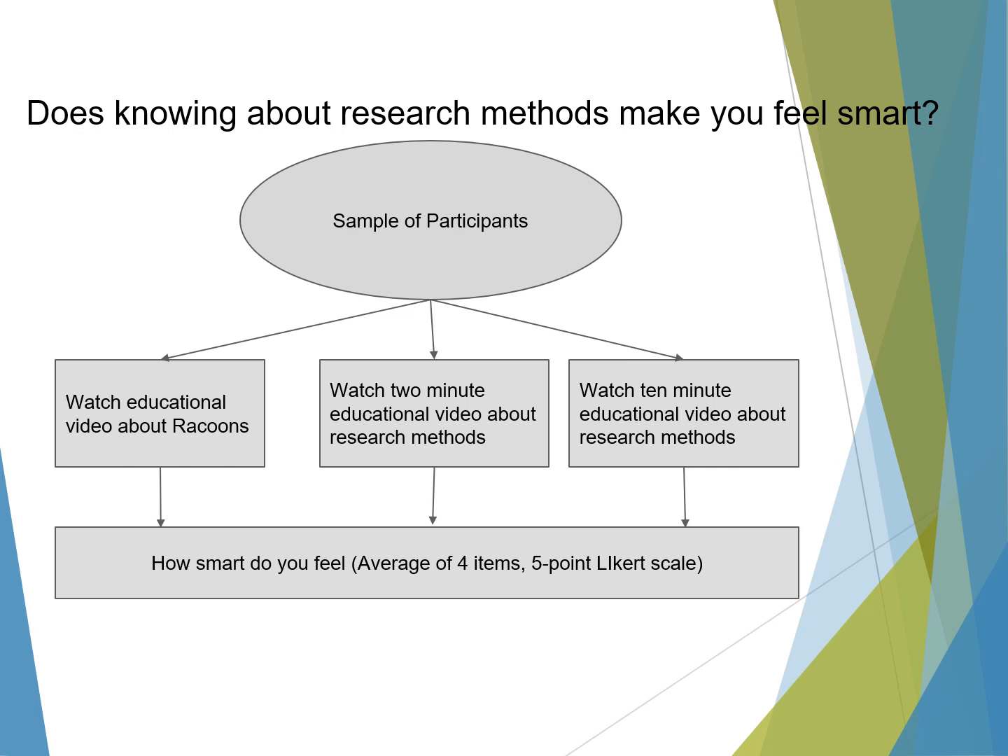Okay, so here's an example. We want to know, does knowing about research methods make you feel smart? So we've got our participants. This is an independent groups one, so we have split our participants into 3 groups. One group watches an educational video about raccoons. One watches a 2-minute video about research methods. And a third group watches a 10-minute video about research methods. And after each of their videos, all of the groups report on how smart they feel on a 5-point Likert scale. So 3 different groups, 3 different experiences, but everyone is reporting on that same dependent variable.